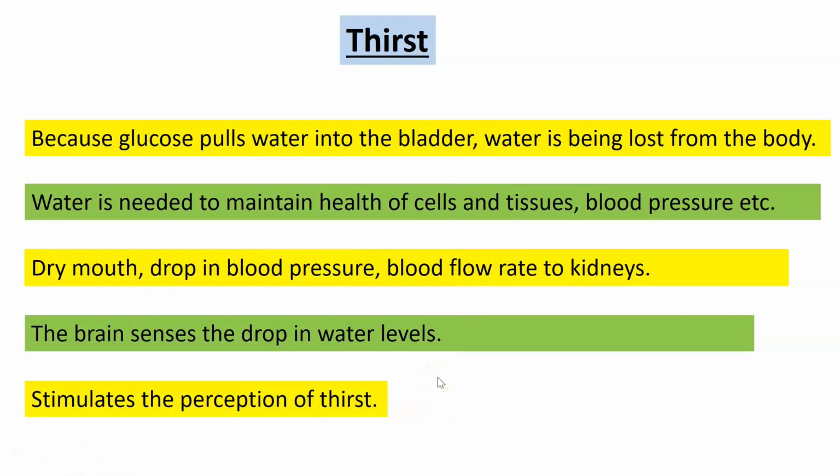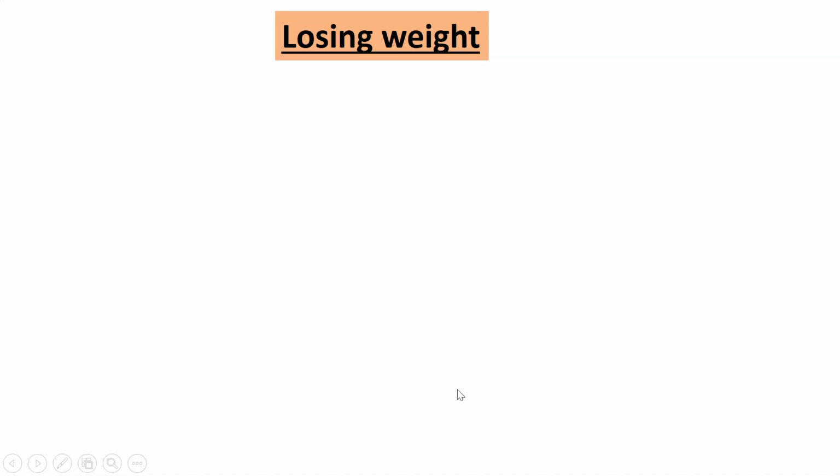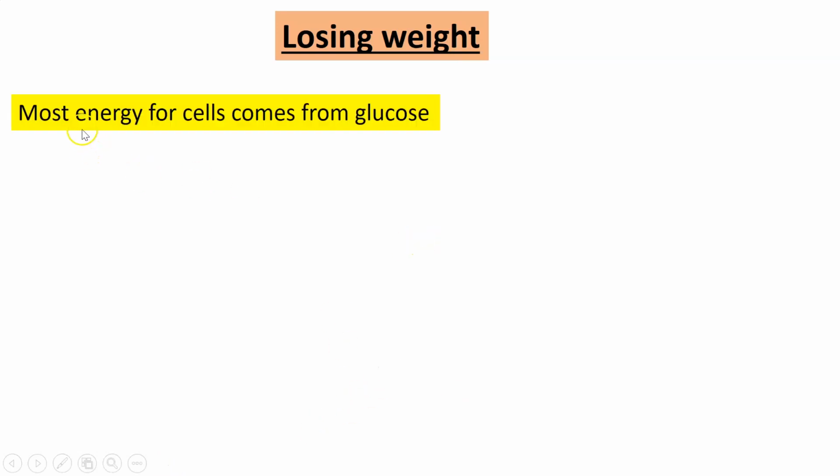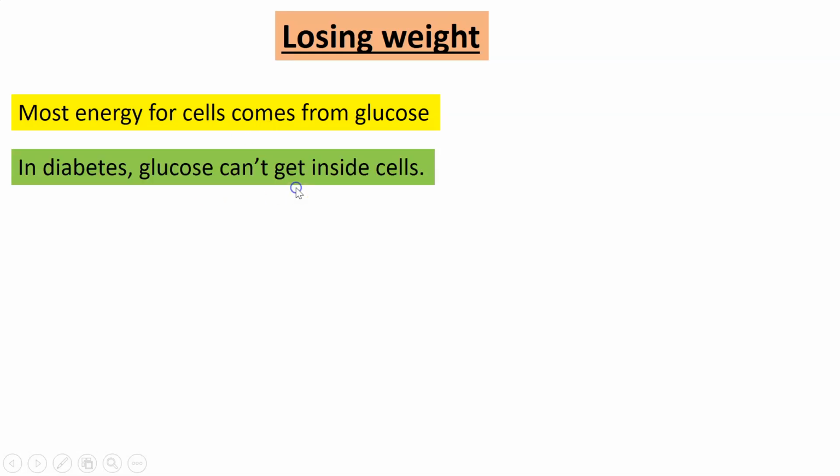Next complication or symptom of diabetes that I wanted to talk about was losing weight. Now this makes sense a bit easier. If you think about it, most energy for cells comes from glucose. So cells require glucose, but the problem in diabetes is that glucose can't get inside cells.